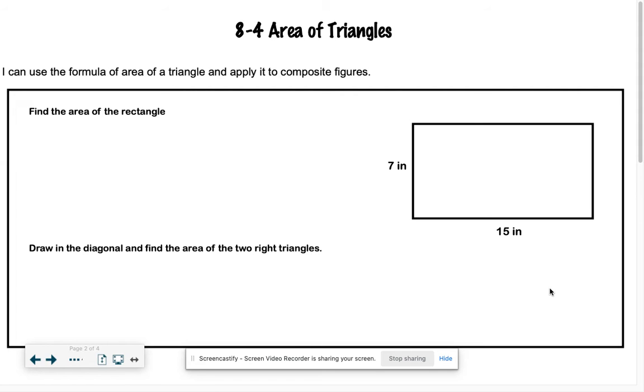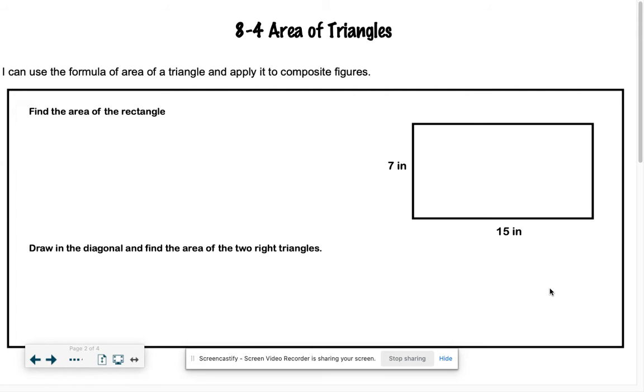Found it? Yeah. Perfect. Okay, so- Oh my. Okay, we're starting off with a little bit of a review, which is good.